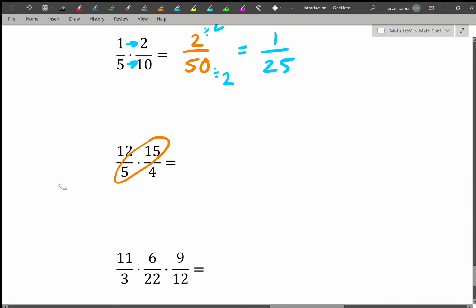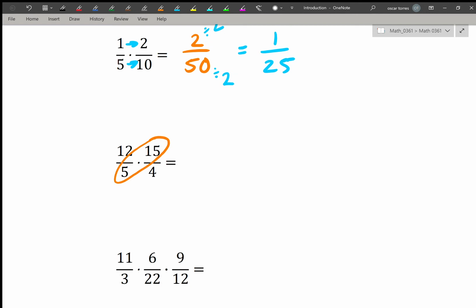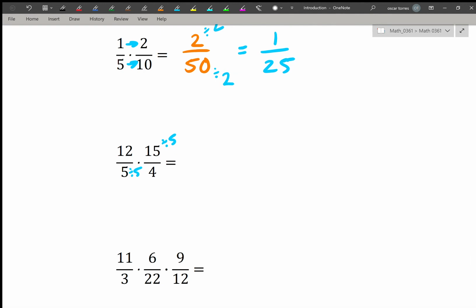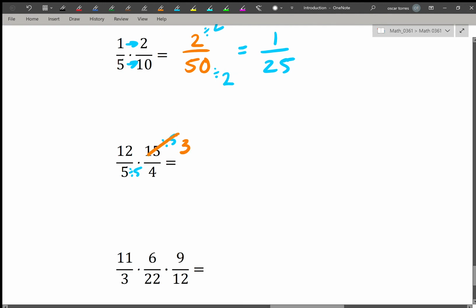So if we focus on those two numbers, what number goes into both 15 and 5? Well, that would be the number 5, right? We can divide both of these by 5. What would the 15 turn into? 15 divided by 5, that would become a 3. What about 5 divided by 5? That would become a 1. So we simplified these two numbers that were across from each other, and we're able to do that anytime we're multiplying fractions, which again, you guys are going to see a lot in your homework.